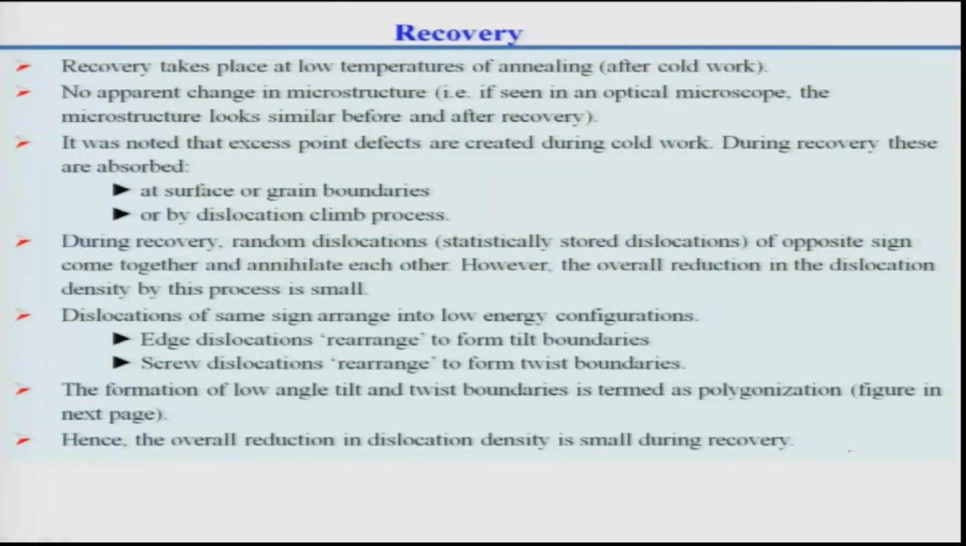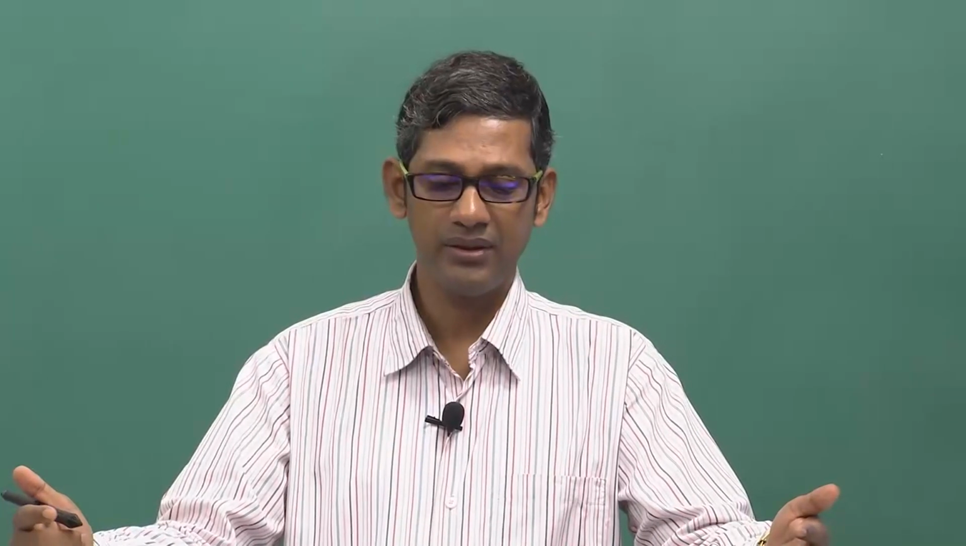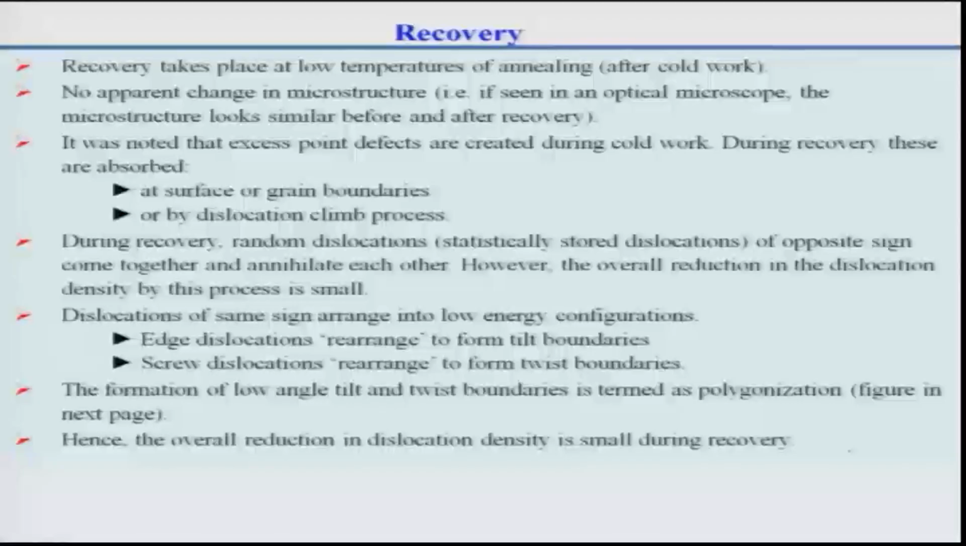So, recovery takes place at lower temperatures of annealing, as you have seen. In recovery, these are the things that happen. First, there will be no apparent change of microstructure. That means there will be no change in the phases, no change in the grain size, no change in the boundaries. So if you look in a microscope, you will not see any change in the microstructure.